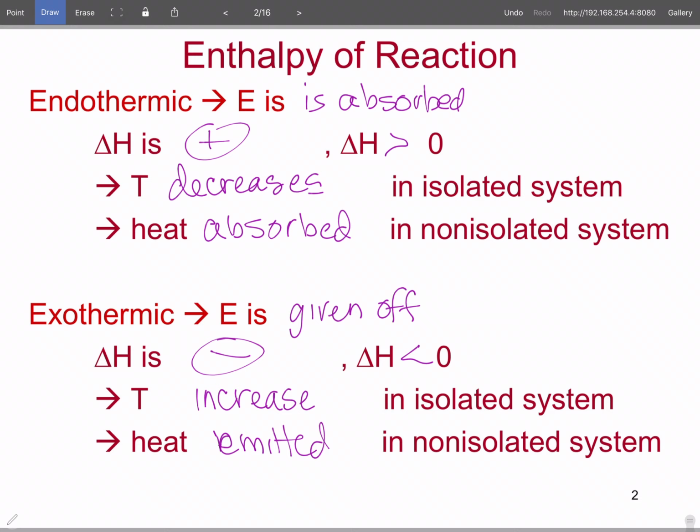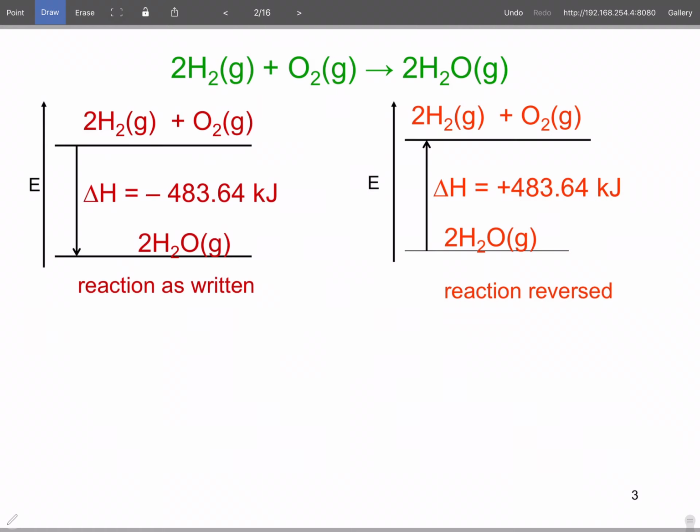So when we talk about enthalpy, what you need to remember is exo means exiting. Endo means going inside. Okay? So keep that in mind. We're going to see that a variety of different ways. And this comes into play when we start talking about reactions.